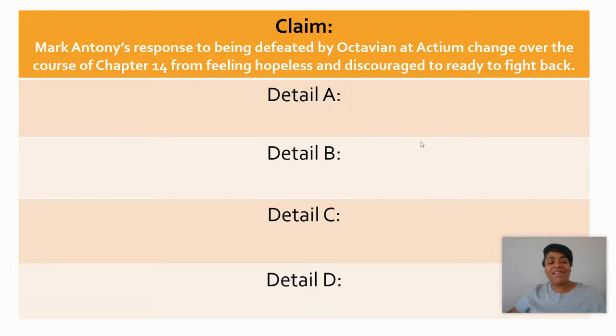So, scholars, I have identified how Mark Antony's response has changed. It started at hopeless and discouraged, and it changes to ready to fight back. So in my ACE response, I need to have a detail that shows he was hopeless and discouraged. And I need to have a detail to show that Mark Antony was ready to fight back.